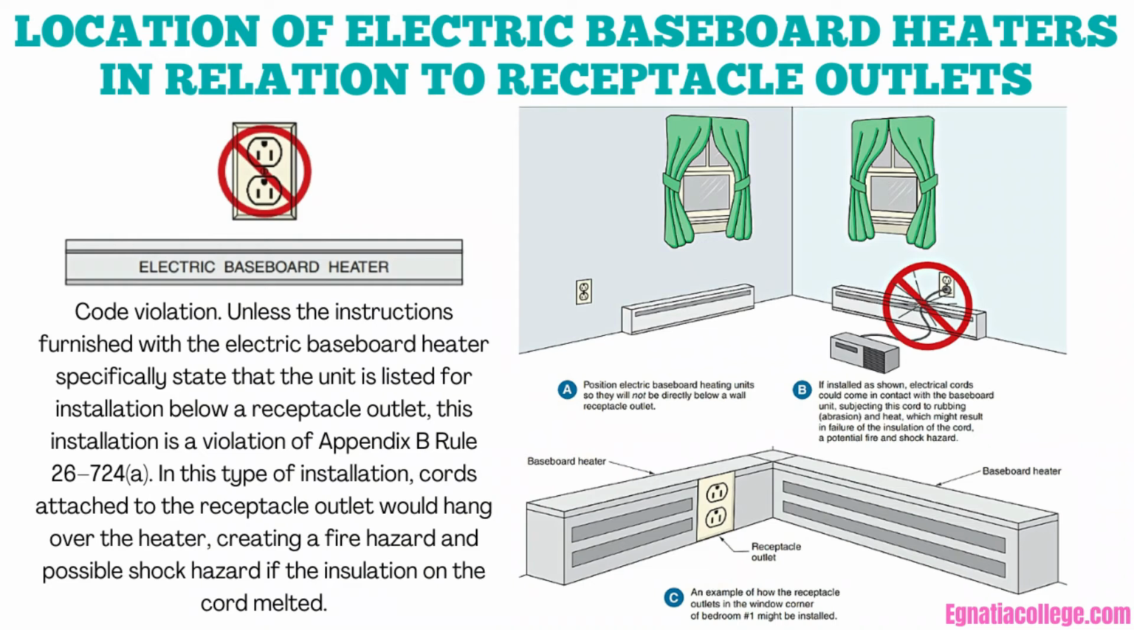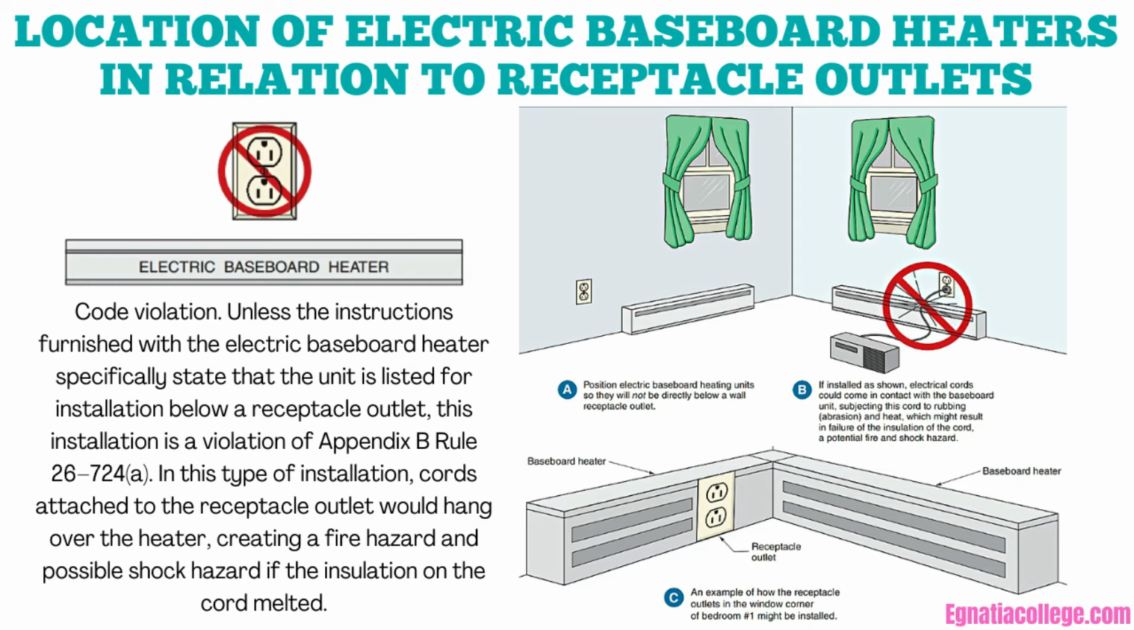Location of electric baseboard heaters in relation to receptacle outlets. Approved electric baseboard heaters shall not be installed below wall receptacle outlets unless the instructions furnished with the heaters indicate that they may be installed there, Rule 26-724A, and Appendix B. The reason for this is the possible fire and shock hazard if a cord hangs over and touches the heated electric baseboard unit. The insulation on the cord can melt from the heat.